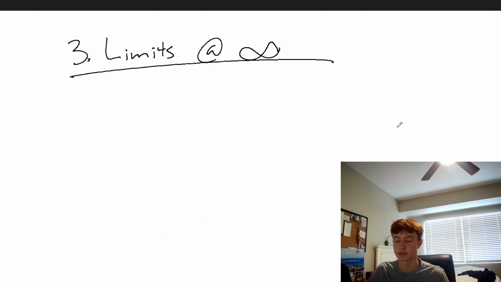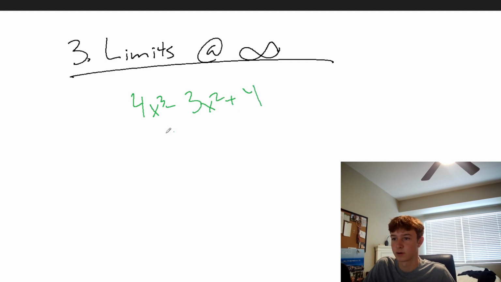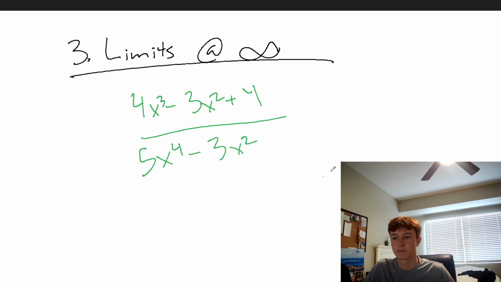So the next thing you have to understand is limits at infinity. And this is pretty easy. It can be conceptually a little weird to understand, but it's not very hard to actually do in practice. So if you have a limit that approaches positive infinity, for example, and the function is, let's say, 4x cubed minus 3x squared plus 4 over 5x to the power of 4 minus 3x squared.